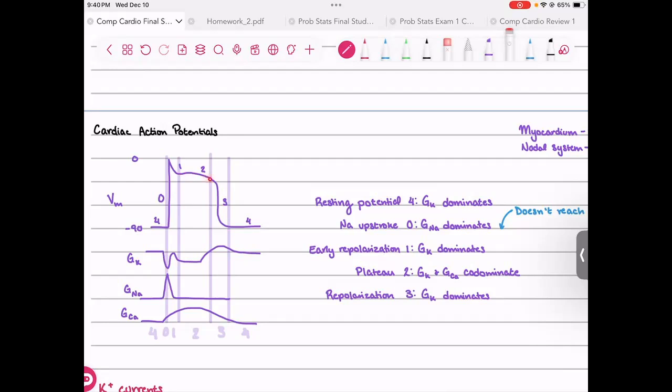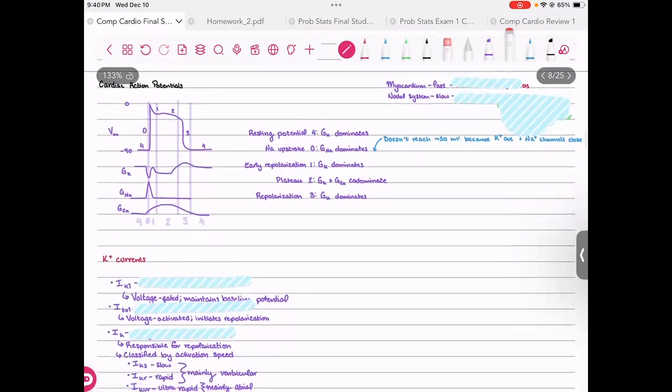And then phase 3 is repolarization when the membrane voltage drops again from its peak of around 0 to its resting potential of around -90. And here again we have our potassium dominating, as you can see by the graphs down here. I thought it was really interesting that during the upstroke, the membrane voltage doesn't reach the full 50 millivolt Nernst potential of sodium, and that's because it's open for such a short period of time before that inactivation gate closes.